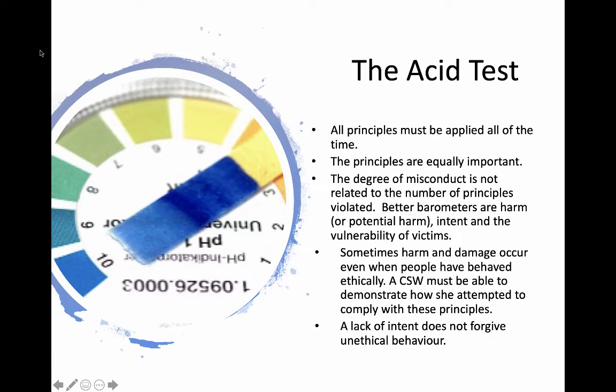The degree of misconduct, as I mentioned in another video, is not connected to how many principles are violated. It really isn't about that. A better barometer is harm or potential harm, intent, and the vulnerability of the victims. That would change the way I acted or send me to a more urgent course of action, as opposed to having more boxes ticked. Sometimes, as I said earlier, harm and damage occur even when people have behaved ethically. And so I shouldn't assume that because somebody got hurt, something was done unethically. A CSW can probably explain in some of those cases how they've done what they should have done. If they can do that, then chances are it wasn't unethical.